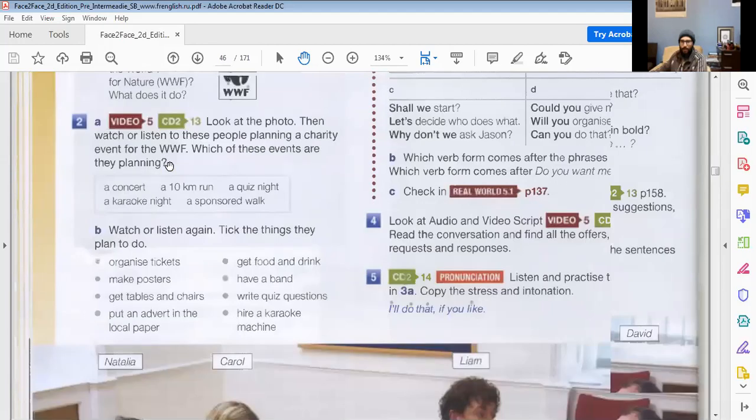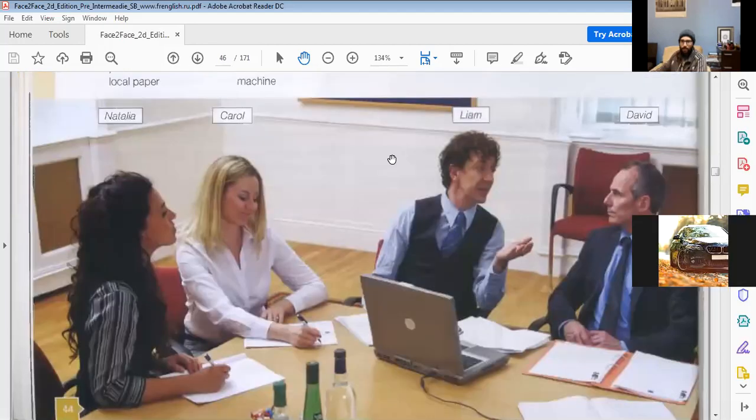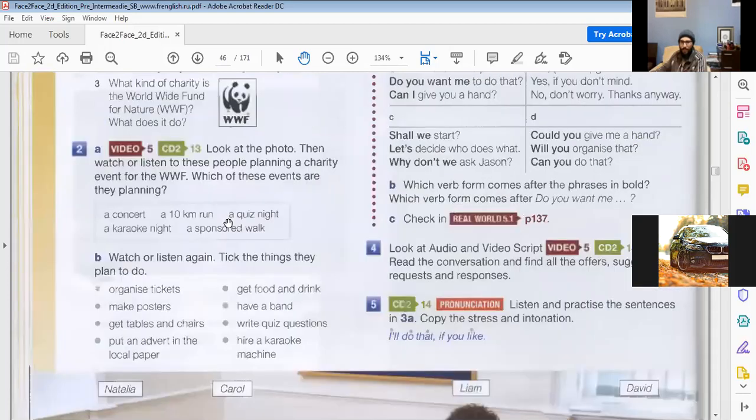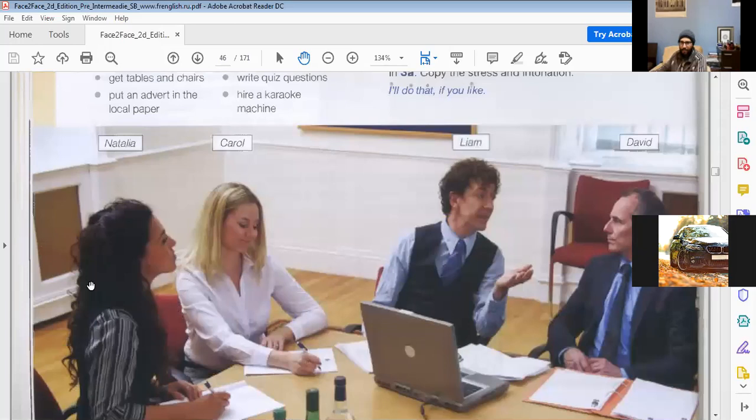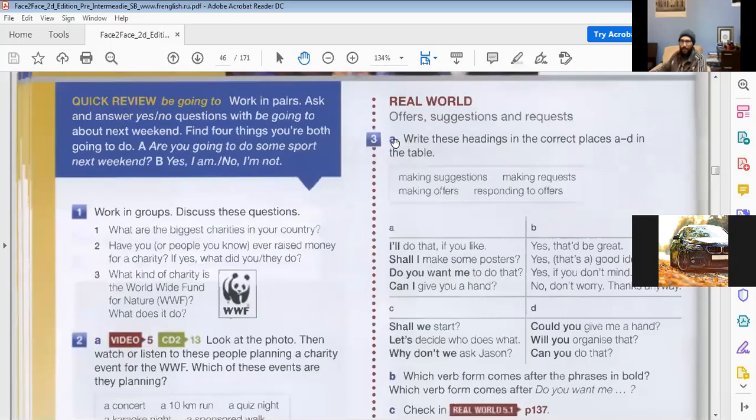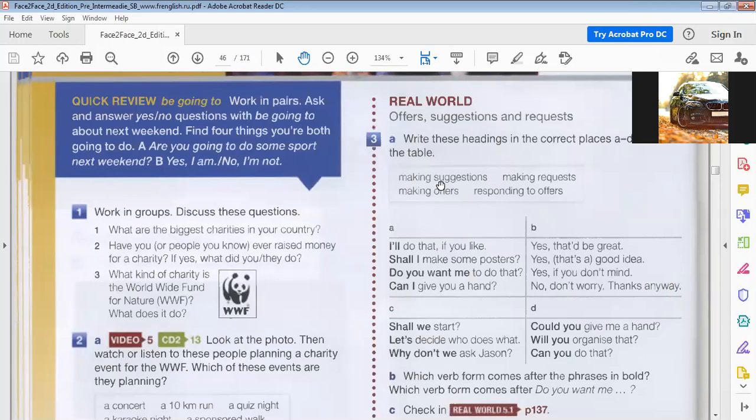And we also talked about the event that these four people, Natalia, Carol, Liam, and David, held. They agreed on what to do, and they had a quiz night, and they divided the tasks. Each one did something different. We talked about that. And we also learned how to make offers, suggestions, and requests. And we talked about the difference between an offer and a suggestion.